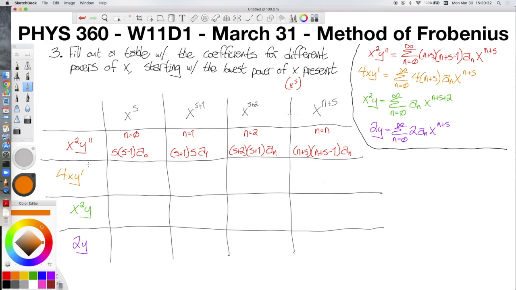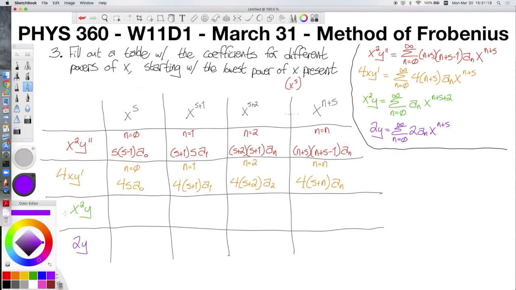For the next term in our differential equation, 4x times y prime, to get an x to the s term, we need to plug in, again, n equals 0, which leaves us with a coefficient of 4s times a naught. For the x to the s plus 1 term, we need to plug in n equals 1, which leaves us with 4 times s plus 1 times a1. For the following term, we need n equals 2, leaving us a coefficient of 4 times s plus 2 times a sub 2. And last but not least, for the general term, we need to plug in n equals n, which leaves us 4 times s plus n times a sub n.